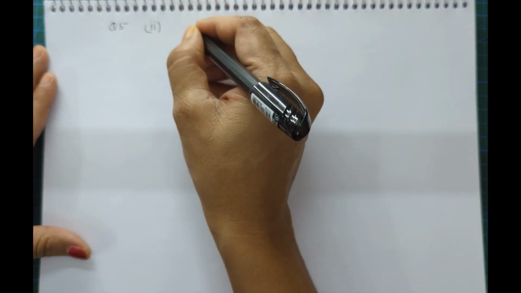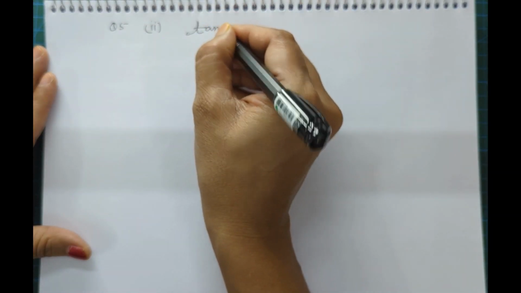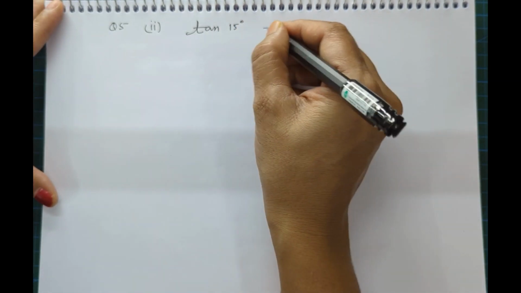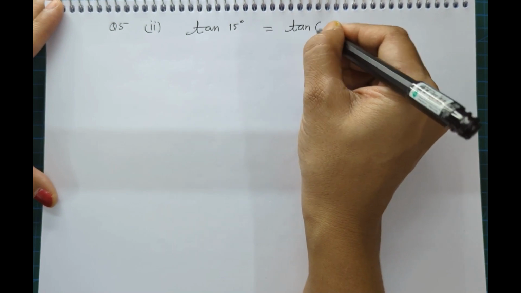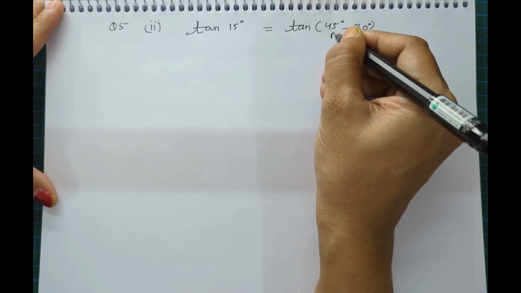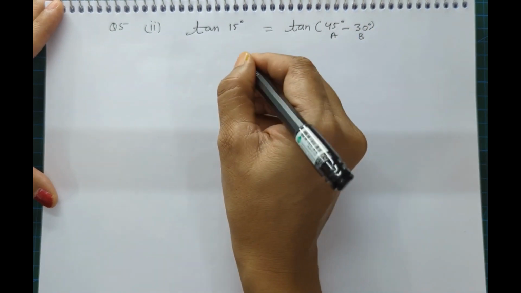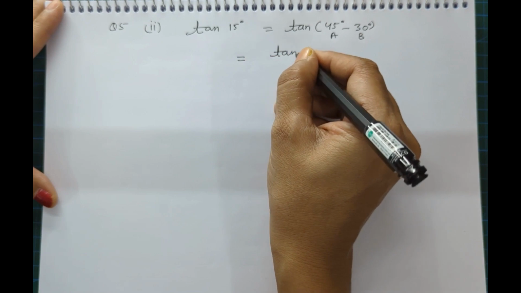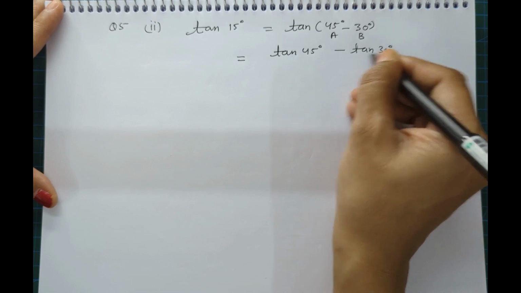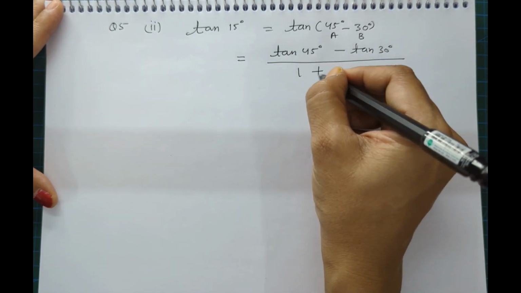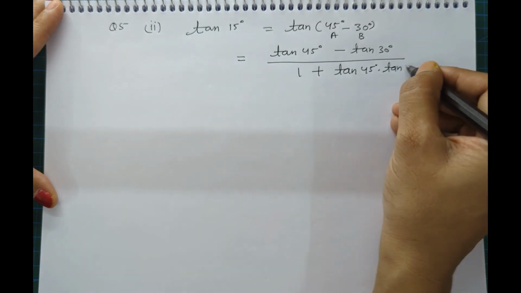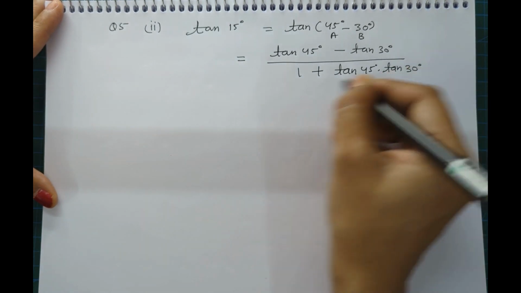So fifth question, second bit, we are supposed to find the value of tan 15. This question is an application of tan A minus B. So this can be written as tan of 45 degree minus 30 degrees. So tan of A minus B. Tan A minus B is tan A minus tan B divided by 1 plus tan A times tan B. This formula we have proved in the before video.